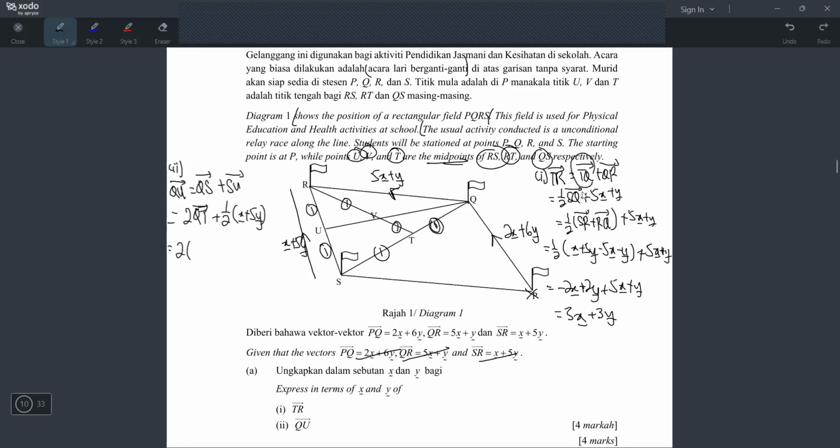So TQ is actually what? Half of SQ, all right? And then SQ is equal to this, right? Okay, never mind, let's just do it again, right? Let's just do it again myself, right?